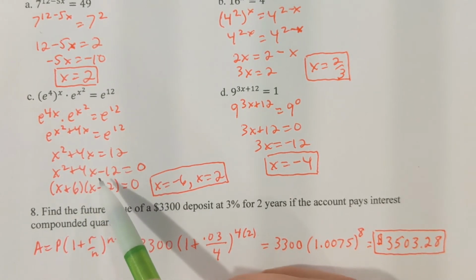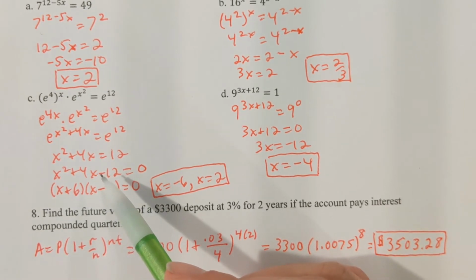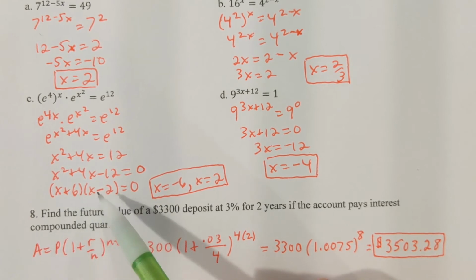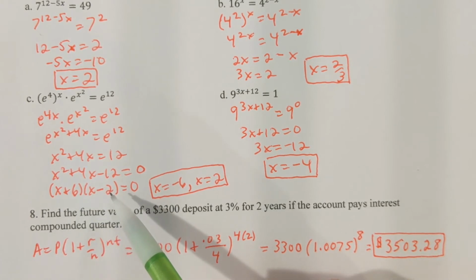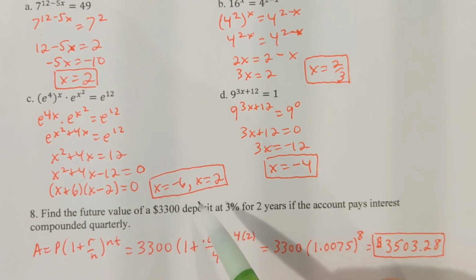If you subtract 12 from both sides, you've now formed a quadratic. Okay, and again, that kind of puts us back on familiar ground here in that we have a quadratic now. This one's going to factor nicely. X plus 6 times x minus 2. So then when you set the factors equal to 0, we get x equal -6 and x equal 2.